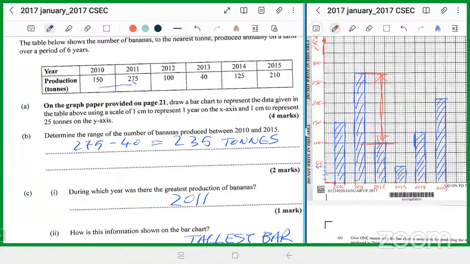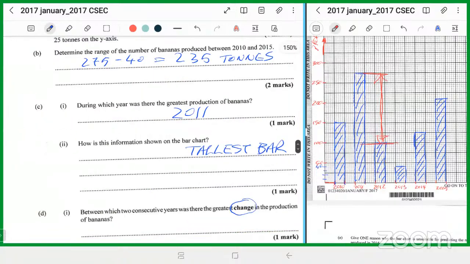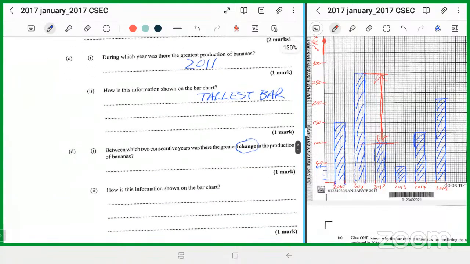This one is an increase of 125. This one is a drop of 60. This one is an increase of 85. And this one is an increase of about 100 and something. The biggest change is when it dropped from this to this. So between 2011 and 2012. So between which two consecutive years? 2011 to 2012. 2011 and 2012 are the 2 years. That's the biggest change. Never say increase or decrease. It's a change. Make sure you put the word change in bold letters.